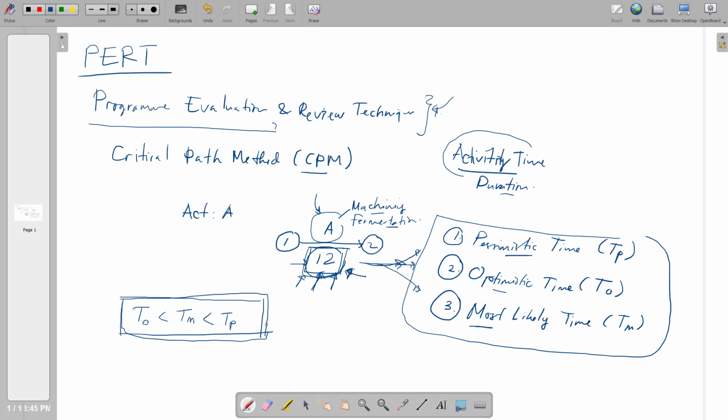Because usually neither the pessimistic time nor the optimistic time comes up in practice, which means that most of the time the activity will be completed in the range of the most likely time.